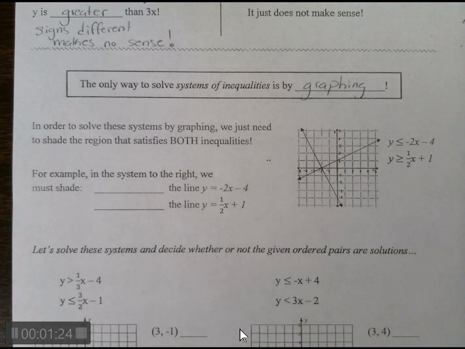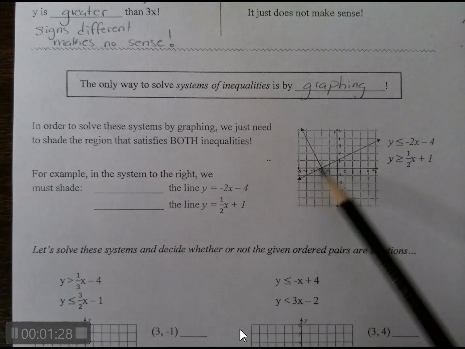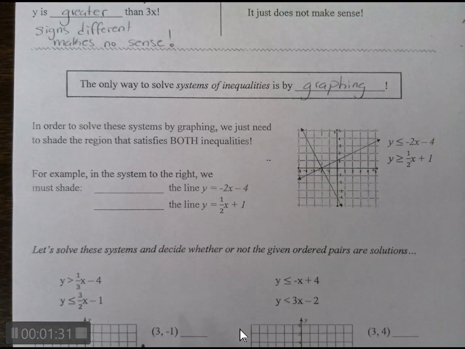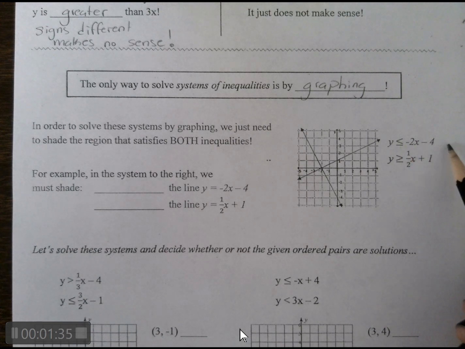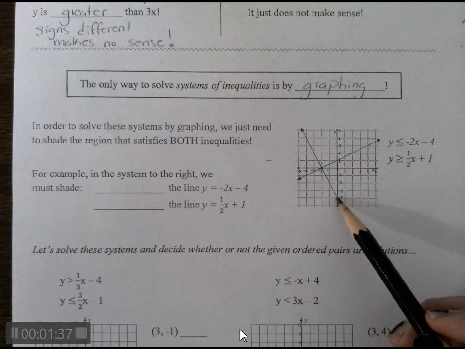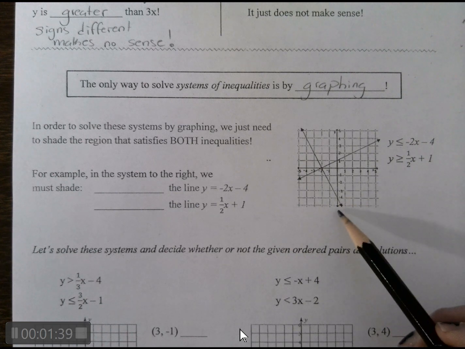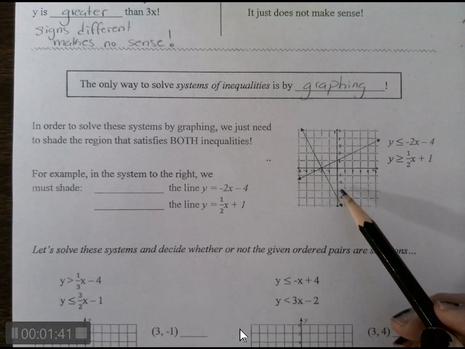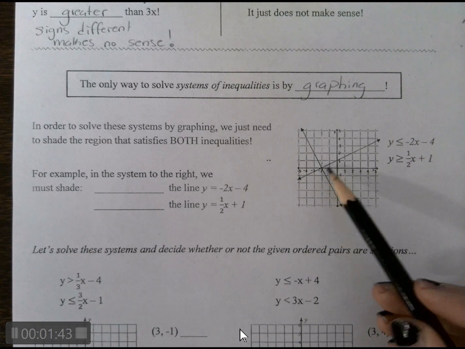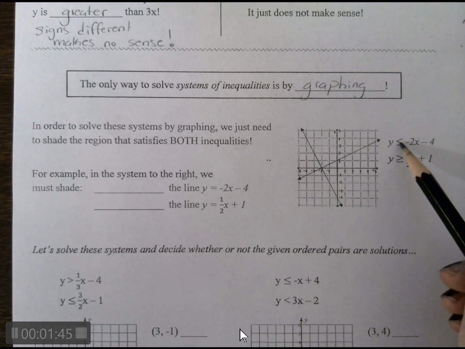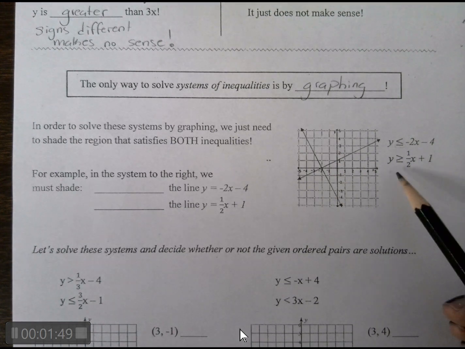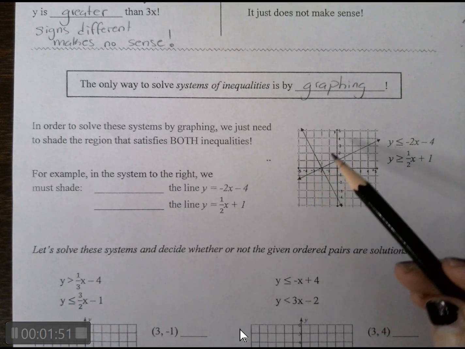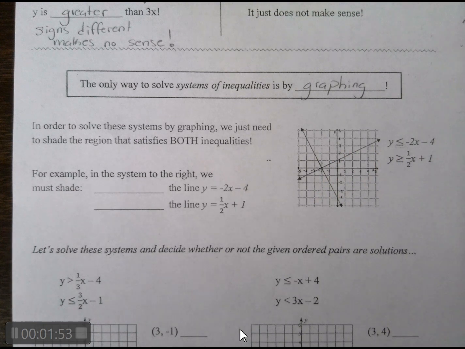All right. So in order to solve these systems by graphing, we are going to graph just like we've done before. Remember, y is less than or equal to negative 2x minus 4, so we started at negative 4, went down 2 to the right 1, or up 2 to the right 1. And because of the solid line down here, it's a solid line. And then we also graph this one because it's a solid line. We draw a solid line.